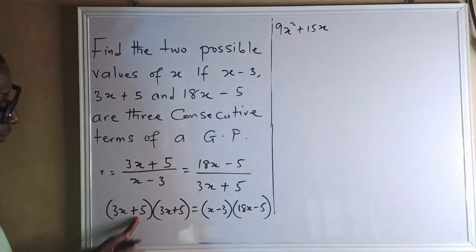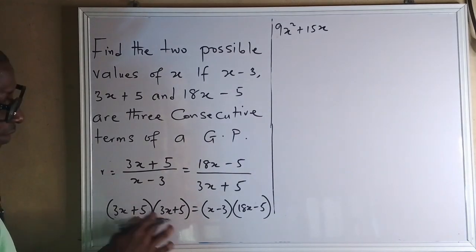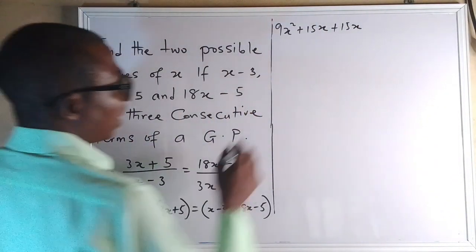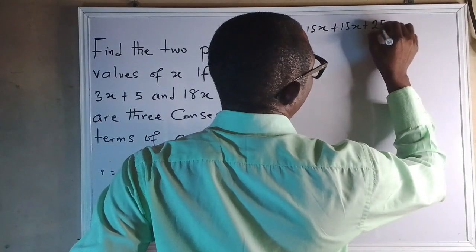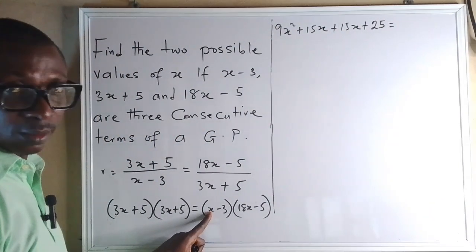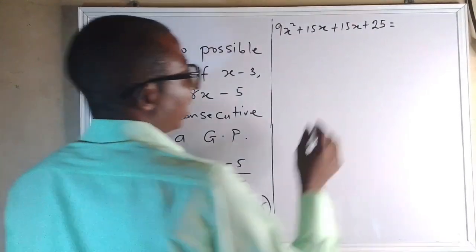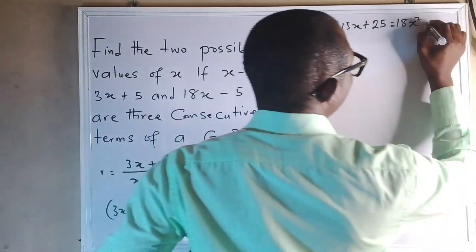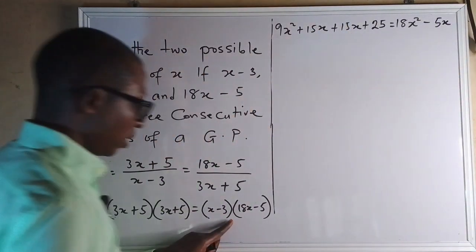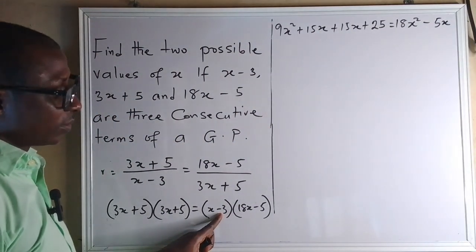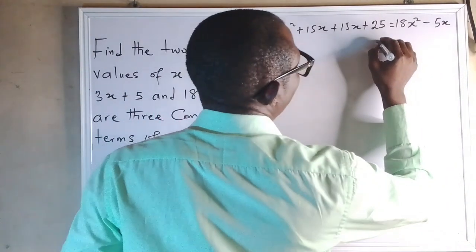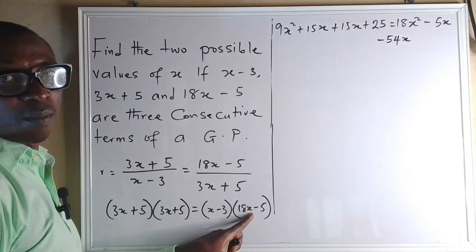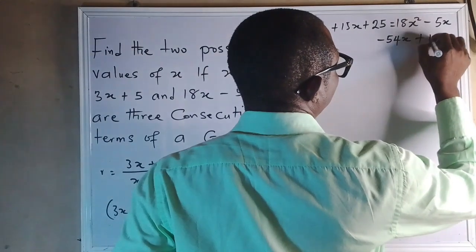All right. Now let's come here again. So this 5 will multiply everything here. So 5 times 3x, we have plus 15x. Okay, so 5 times 5, that's plus 25. Okay, so that will be equals to, so you pick this, x will multiply everything here. So x times 18x gives you 18x squared. Now x times minus 5, that is minus 5x. All right, so we pick this, minus 3 times 18x gives you minus 54x. And minus 3 times minus 5, that is plus 15.